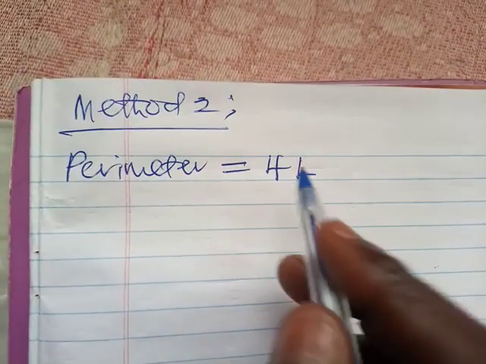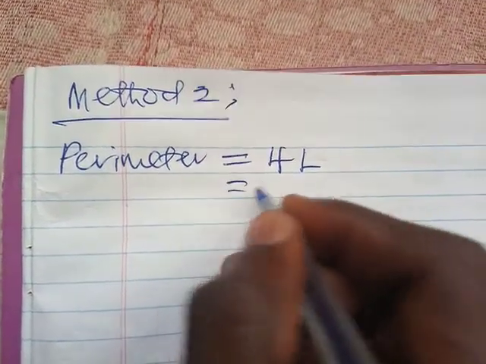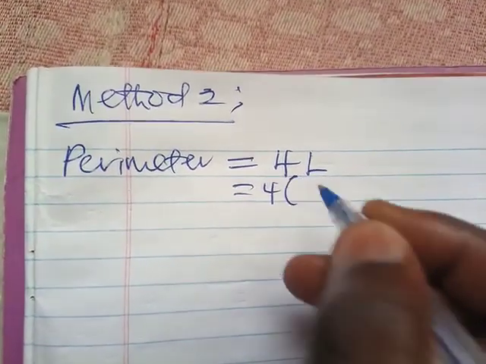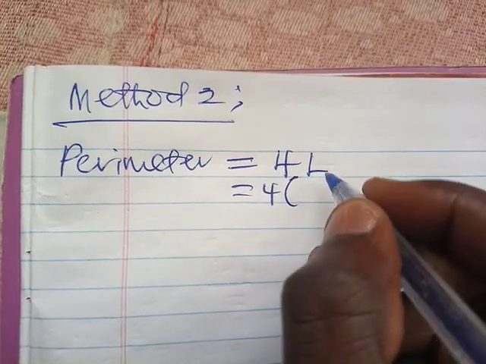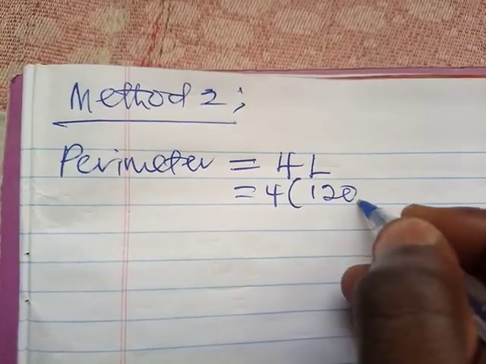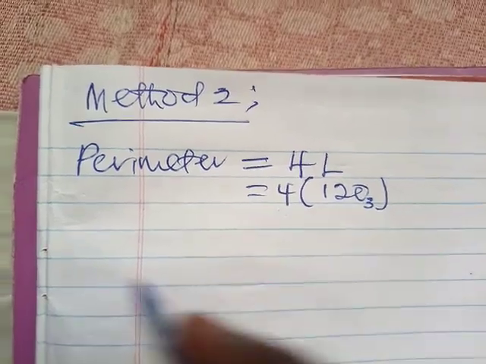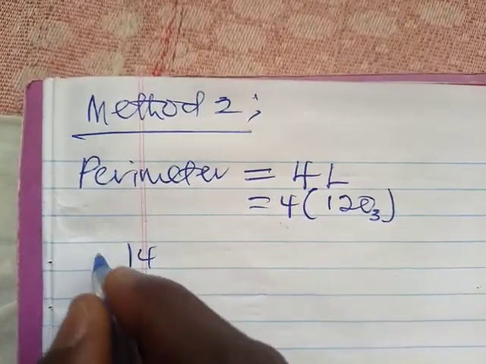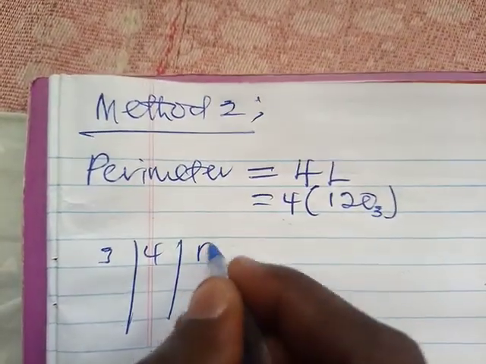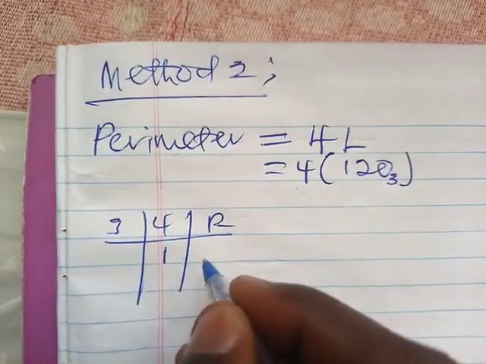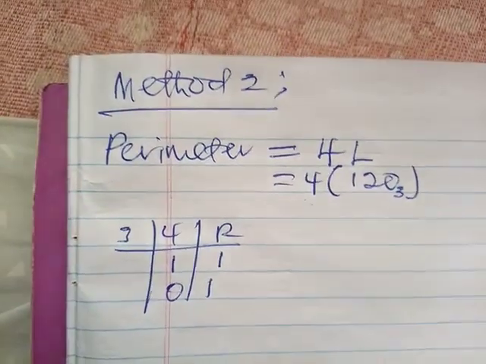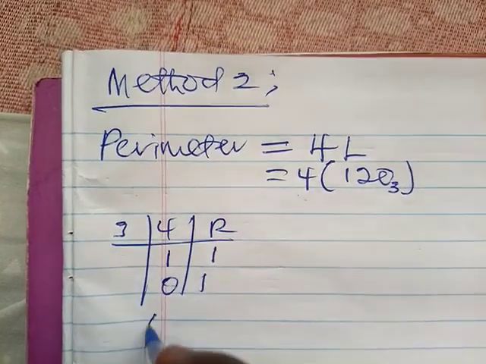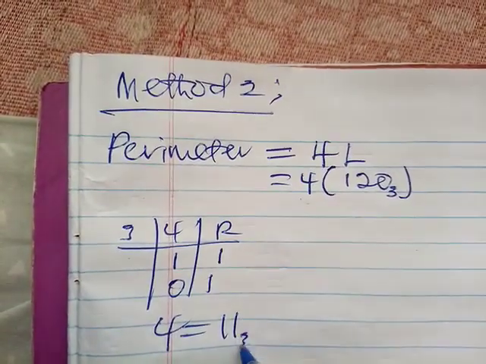Now the other method is that you are going to change 4 to base 3. So we have 4 here. So the problem is 120 base 3. So let's change 4 to base 3. 3 goes here 1. Remember 1, it goes here 0, 1. So 4 to base 3 is equal to 11 base 3.